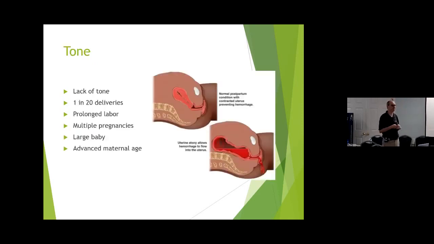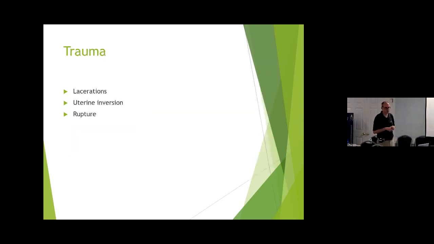So what do I mean by tone? It's lack of uterine tone, also called uterine atony, A-T-O-N-Y. 1 in 20 deliveries will have some degree of loss of tone. Risk factors are prolonged labor, having multiple pregnancies, a multiple gravid uterus, having very large children that stretch the uterus more. Advanced maternal age is a risk factor for this as well. Trauma, we think about lacerations, uterine inversion, uterine rupture. Usually happens immediately postpartum, but you can have a delayed laceration that wasn't repaired, didn't heal properly.